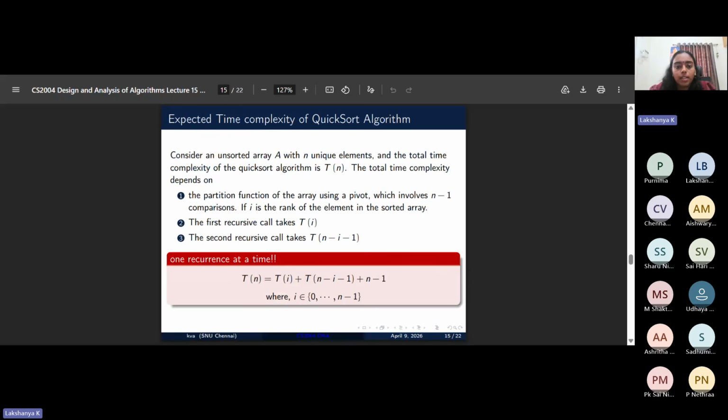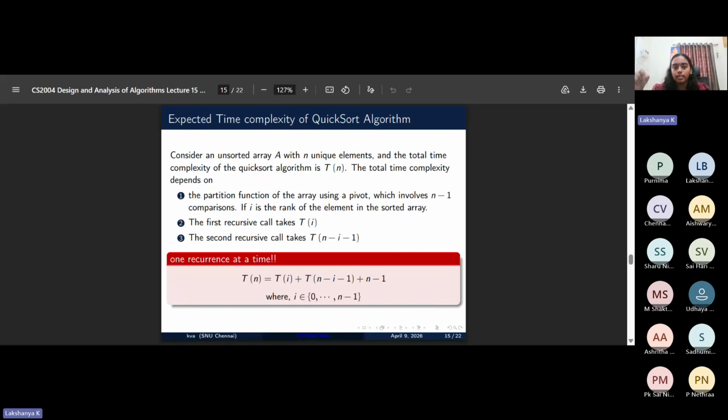What you have to come up with is the expected time complexity, the expectation of a random variable. I'm sure you all know this from statistics. So now, again, we'll first find the recurrence equation and then compute the expectation. The recurrence equation is going to be T of n equals T of i plus T of n minus i minus 1 plus n minus 1. I'll tell you how this comes.